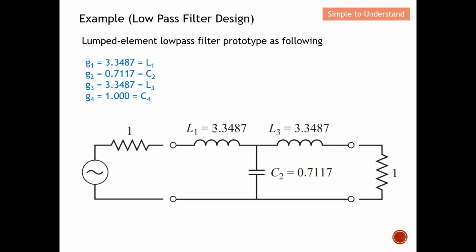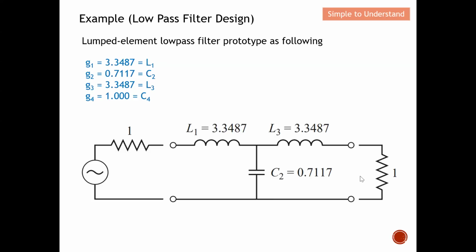Okay, so these are all the values that I actually obtained from the table here. I don't want to make any changes, I just put the numbers over here. This is the G1 value, this is the G2 value, 0.7117, this is the G3 value. Okay, so this is the G4, which is 1.